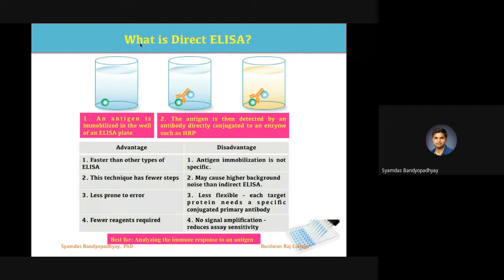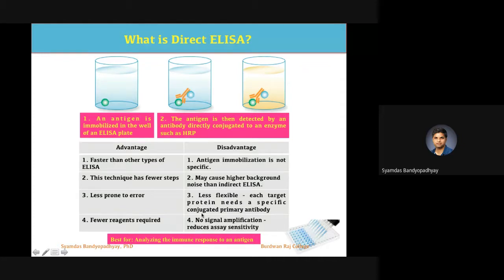So in that case, you cannot definitely come up with a conclusion. Number 3, less flexible. Each target protein needs a specific conjugated primary antibody. So that means this one is the primary antibody, and each primary antibody has to undergo a specific conjugation, right? That makes things more expensive if you want to conjugate every primary antibody. So that means it is less flexible.